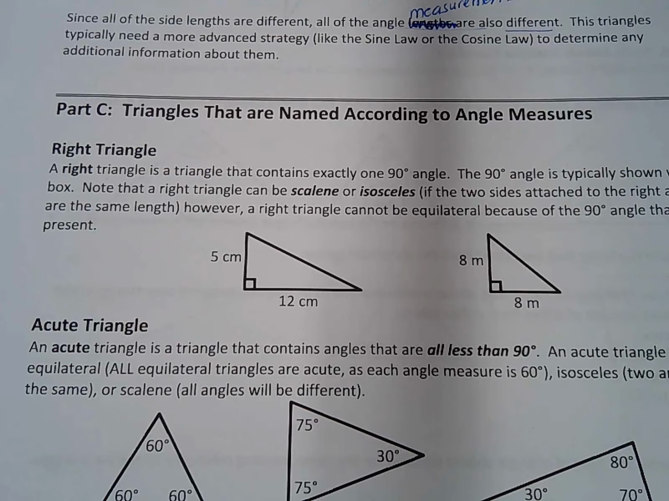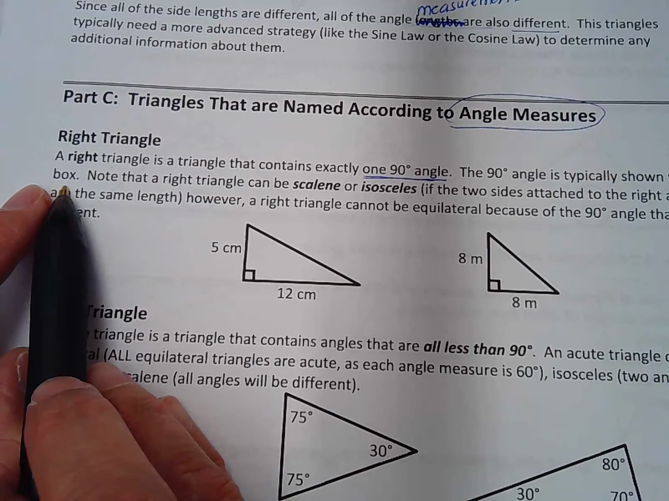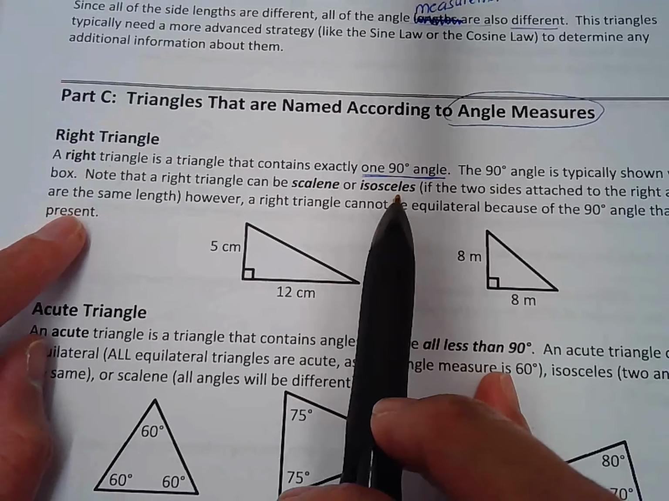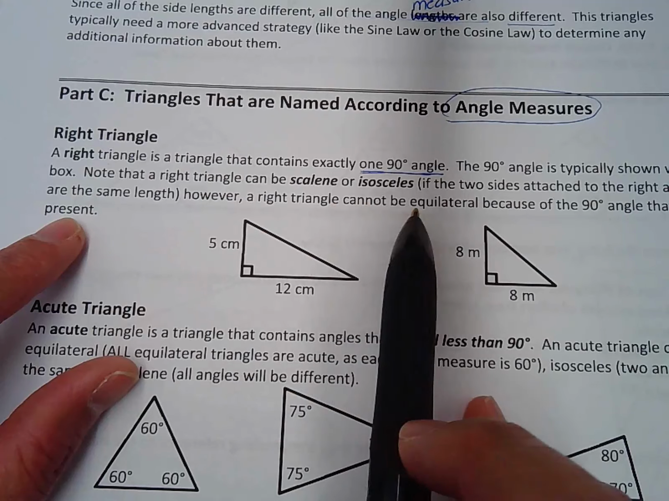Okay? So, how do we categorize a triangle based on angle measurement? Who's heard of a right triangle before? Raise up your hand. Okay, so some people have heard of a right triangle, so let's take a look. What is a right triangle? A right triangle is a triangle that has exactly one 90-degree angle. The 90-degree angle is typically shown with the box at the corner. Note the right triangle can be scalene or isosceles. However, the right triangle cannot be equilateral.